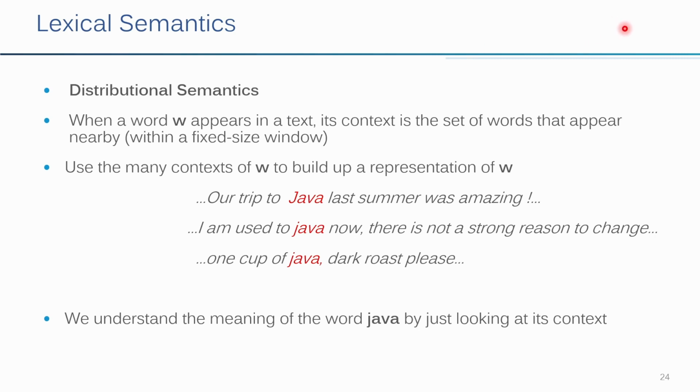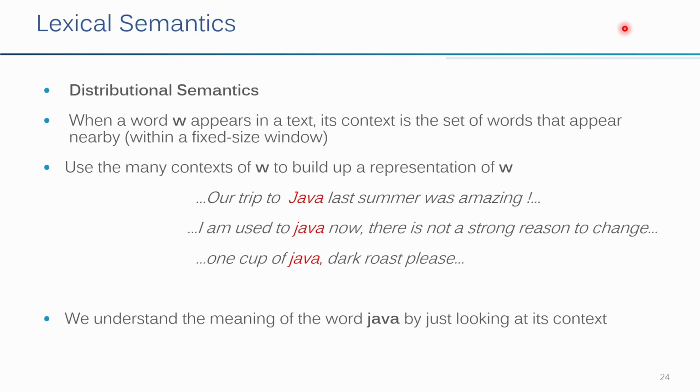Let's say, what is, again, word distributional semantics. When a word W appears in a text, its context is a set of words that appear nearby, either in an indefinite window or in a very specific limited one. For this example, let's say we have these three sentences. You can take your time to read. Our trip to Java last summer was amazing. I'm used to Java now. There is not a strong reason to change. One cup of Java, dark roast, please.